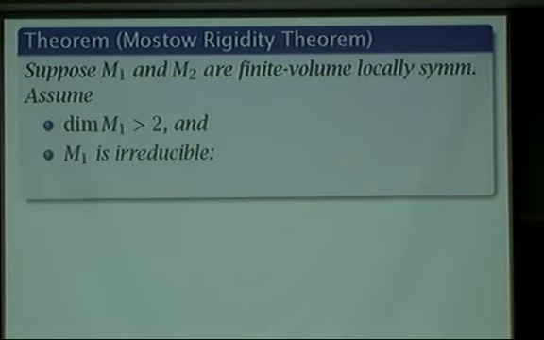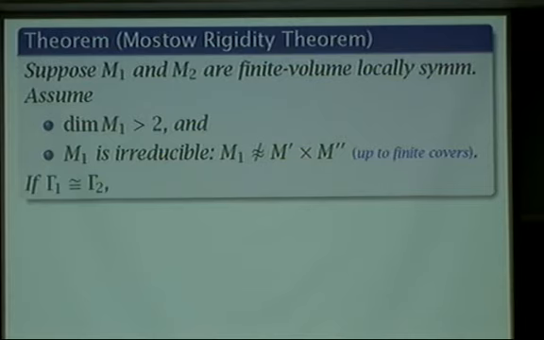M is irreducible. It just means, let's assume that M1 is not a product of two smaller submanifolds. And actually, all we need to assume is that there's no two-dimensional factor. But the easiest thing is let's just assume that M1 is not a product at all, and it's reasonably big. It's at least three-dimensional. Then the theorem is that if the fundamental group of M1 is isomorphic as a group to the fundamental group of M2, so if M1 and M2 have the same fundamental group, then in fact M1 and M2 are exactly the same manifold up to isometry.